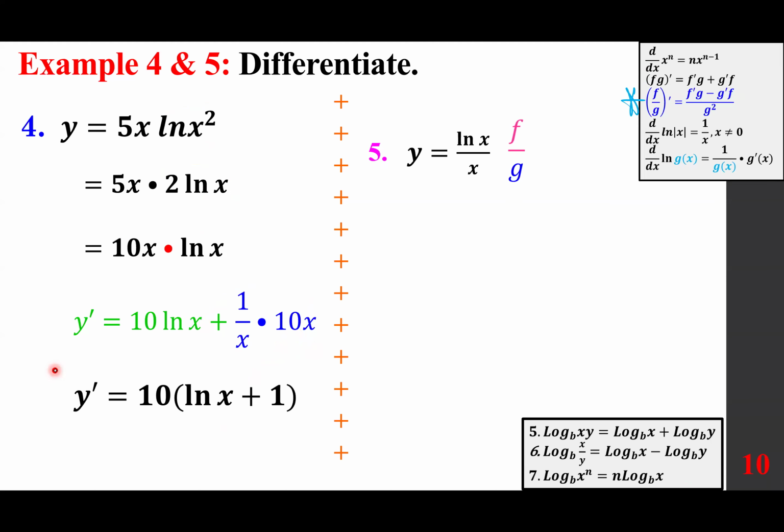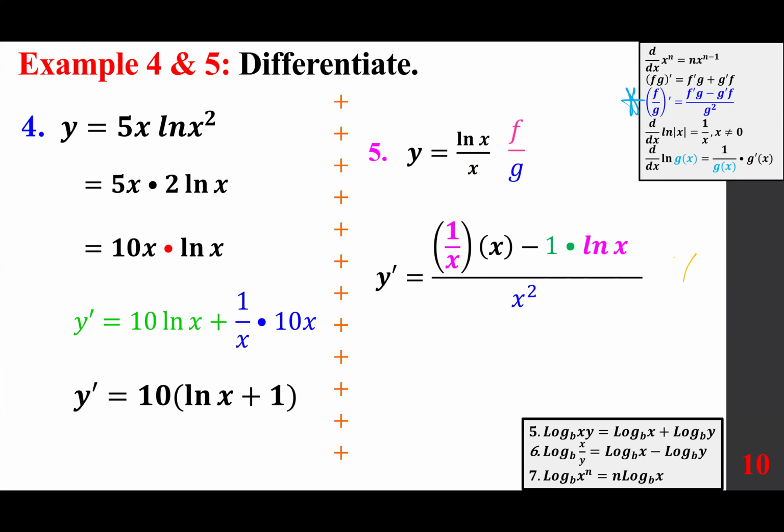Remember, I've gone over the easy way out, the shorthand notation, but whatever you are used to, you can stick with that as far as differentiation is concerned. So I need f prime g minus g prime f over g squared. So f prime, the derivative of ln x, gives me 1 over x times g, x, minus g prime, the derivative of x, gives me 1, times ln x, over g squared, x squared. And this is it.